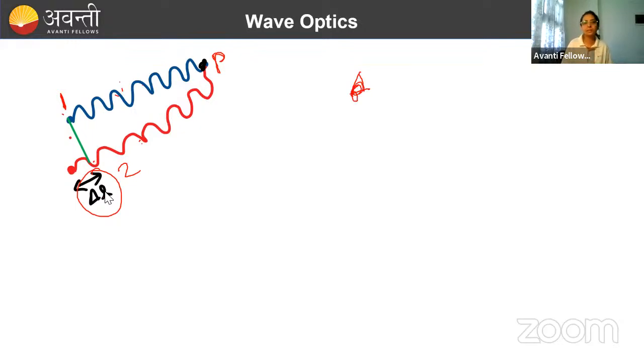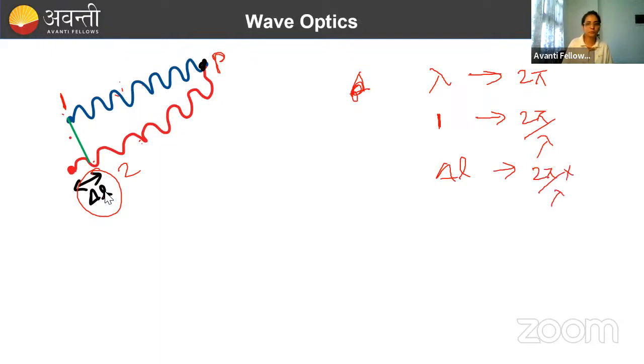So you must have studied if lambda is the path length, then this will correspond to an angle of 2 pi radian. So if unit is the path length, then angle will be this much. And if delta is the path length, then angle will be how much? This. So you can convert path difference into angle difference. This is what I wanted to say. This is your wave number, right?